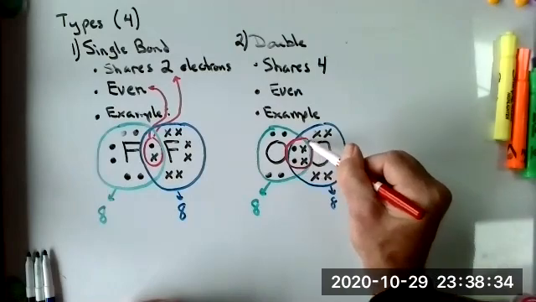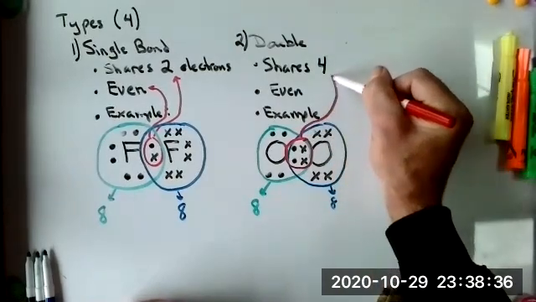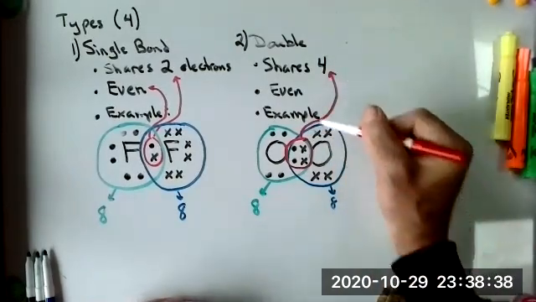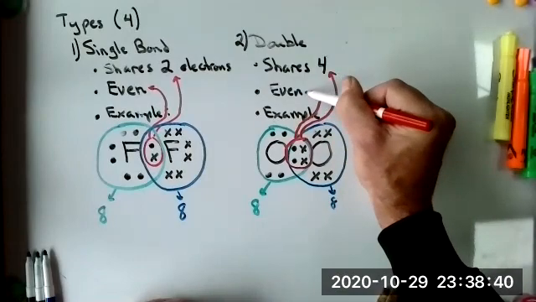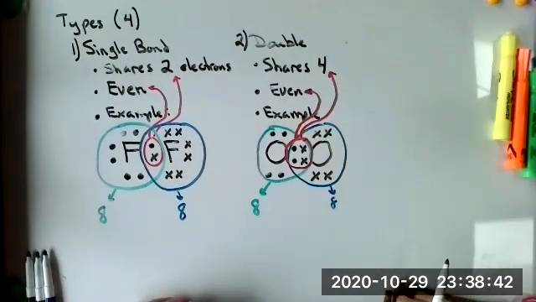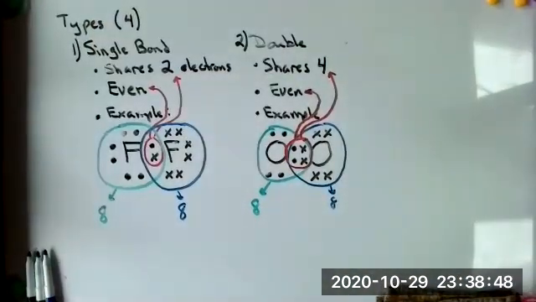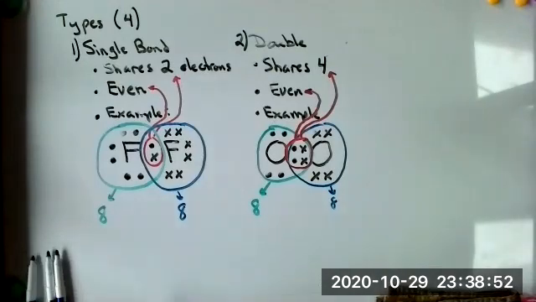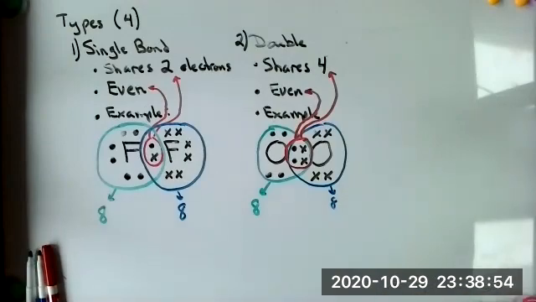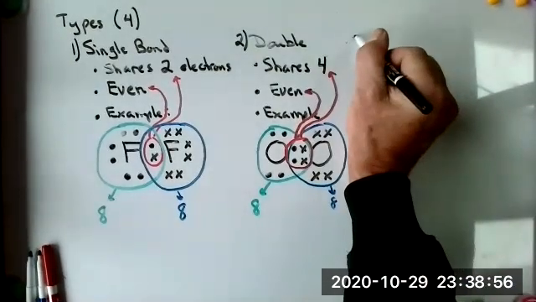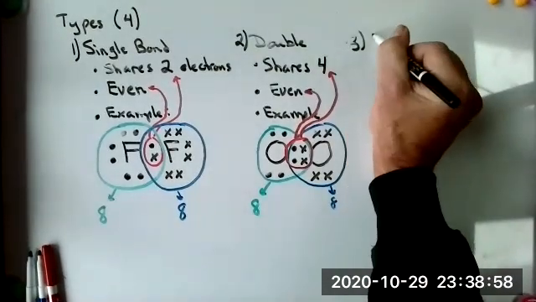atoms. And in there, you're going to see 4 electrons being shared, and it's even. If you can have a single, you can have a double, and if you can have a double, you probably know what's next. You can have a triple.